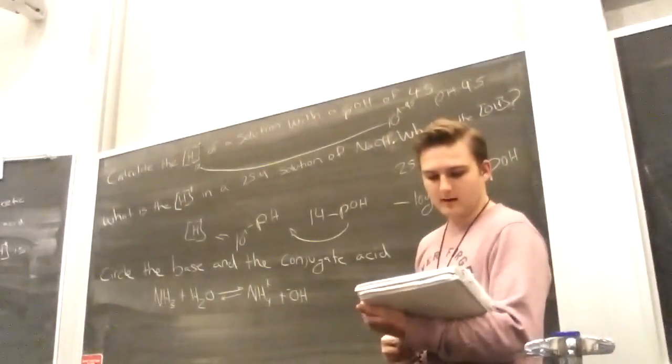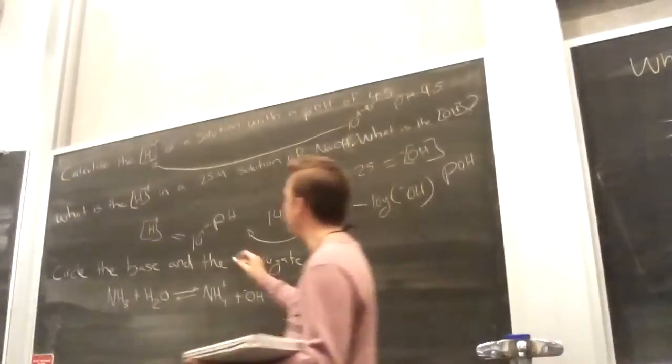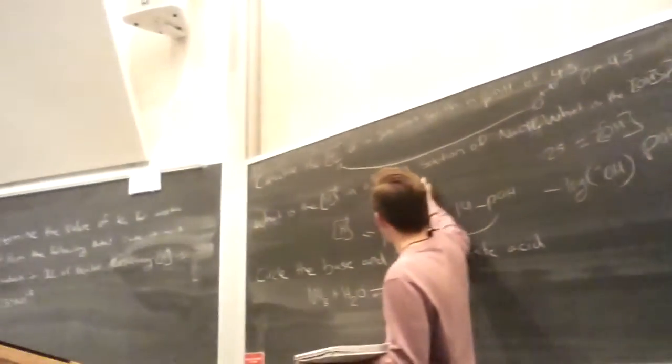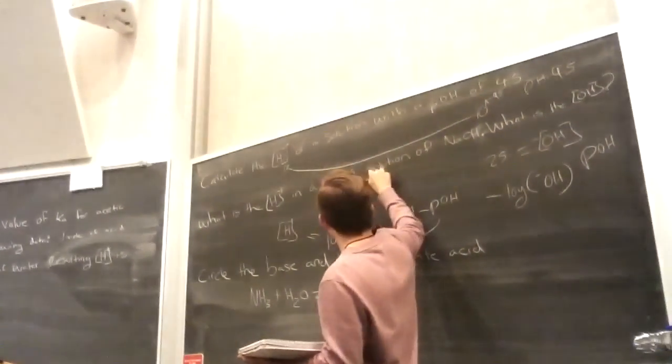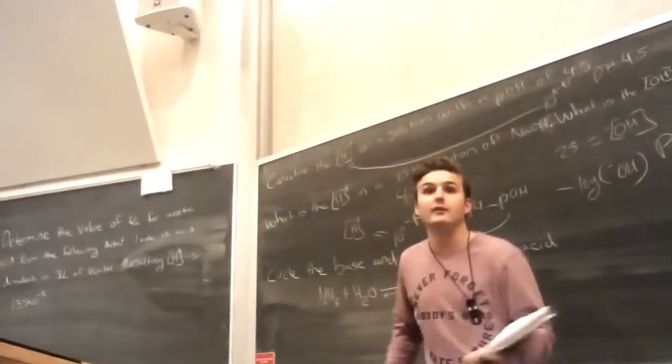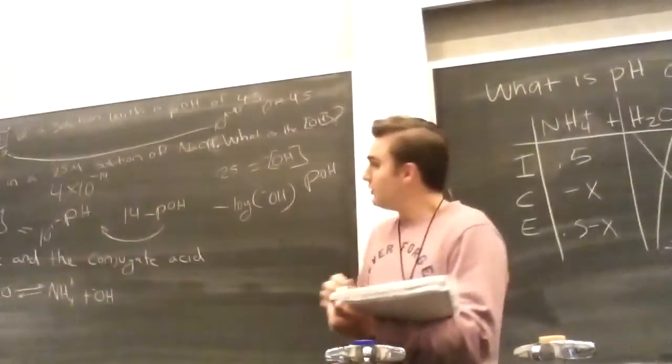So number one, we got, right here. So your H plus, if you did this out, I got 4 times 10 to the negative 14. That's what you should have gotten for your H plus, okay? Let's do the next one.